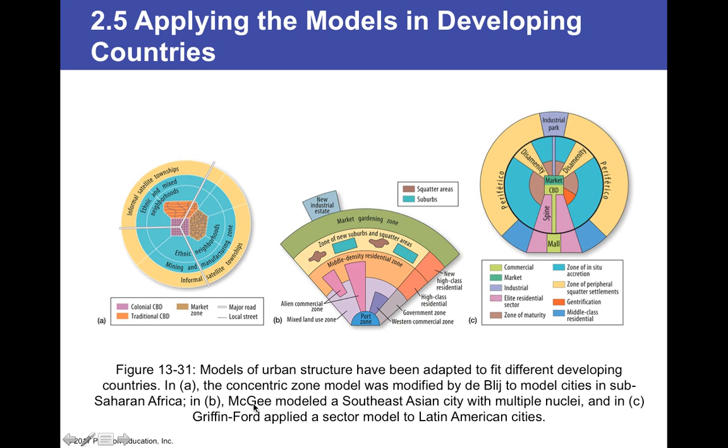So then B here, McGee modeled a Southeast Asian city, multiple nuclei is there. And then this last one, we have sector. A lot of the ones in Latin America are going to be sector, like with that central street that's all pretty, that has all the expensive houses on.